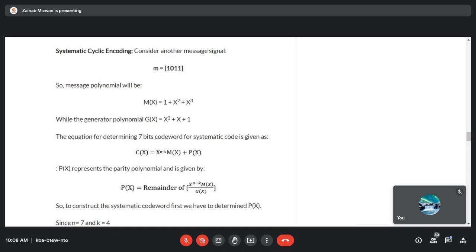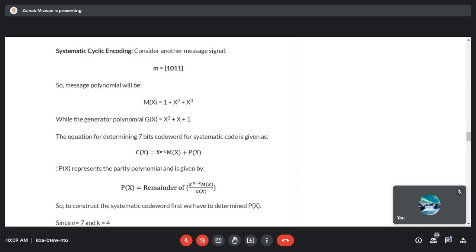Okay, what I can write over here is m of x equals x cube plus x square plus 1. As you can see, whenever we write a polynomial, we always write the highest power first and then descending order. So m of x equals x cube plus x square plus 1. Okay, we got this over here. The generator polynomial is already given to you. G of x is already given to us, that is x cube plus x plus 1. Okay, is this understood by everyone?